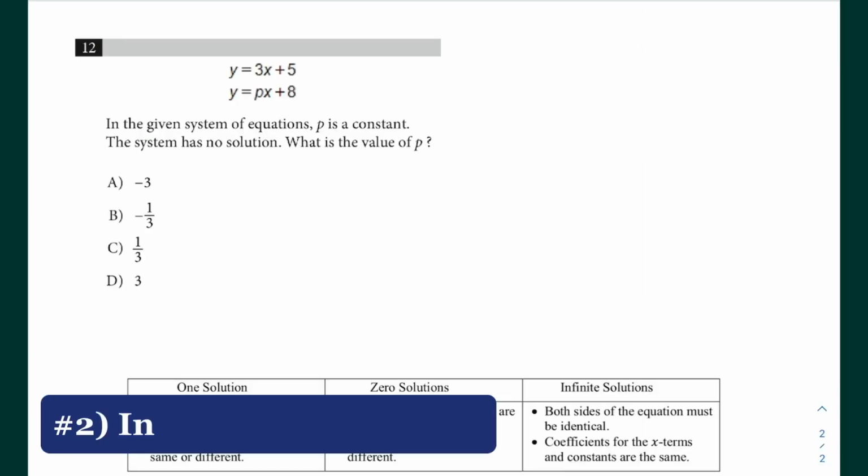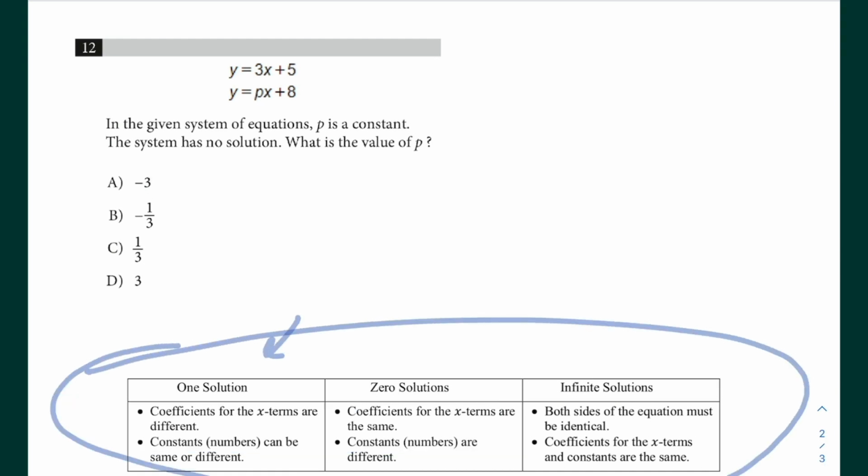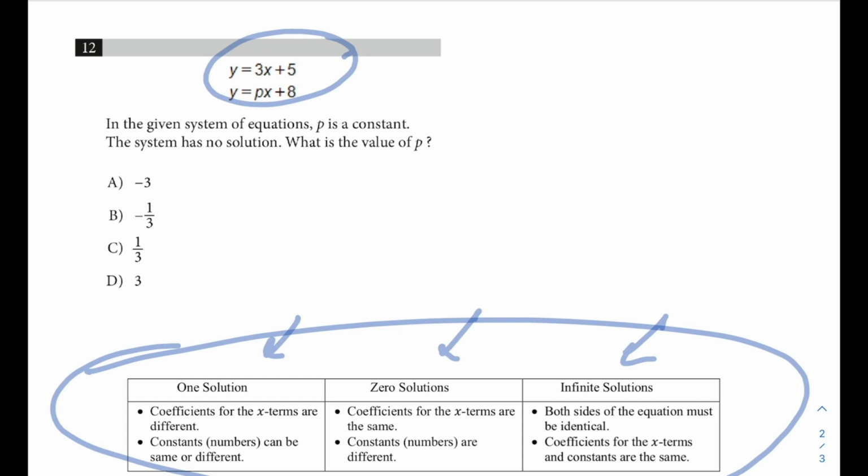Now, the second topic you're definitely going to see is interpreting constants. And the majority of these questions focus on 1, 0, or infinite solutions. So this table is a must memorize, but let's take a look at an example so we can focus on applying it. In the given system of equations, p is a constant. The system has no solution. What is the value of p?